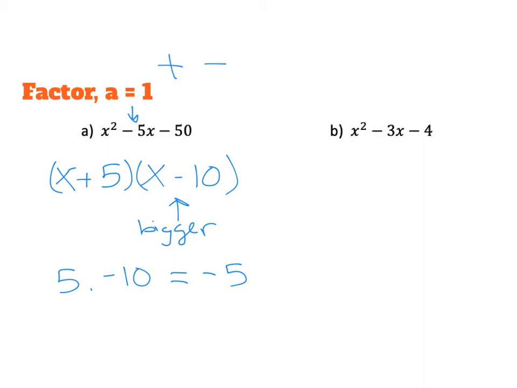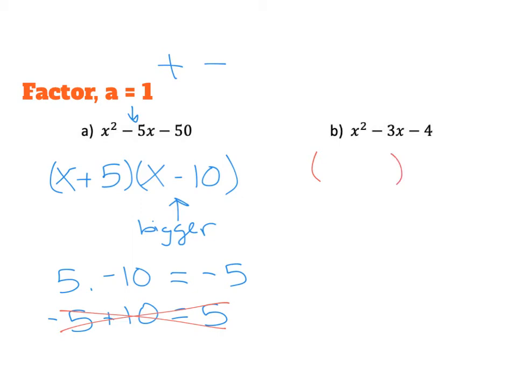Now, if we had the sign the other way around, if we had the negative 5 and a positive 10, if you combine those together, you're going to get a positive 5, which is not what you're looking for there. So that's why it's important that we choose the correct sign on the correct numbers.